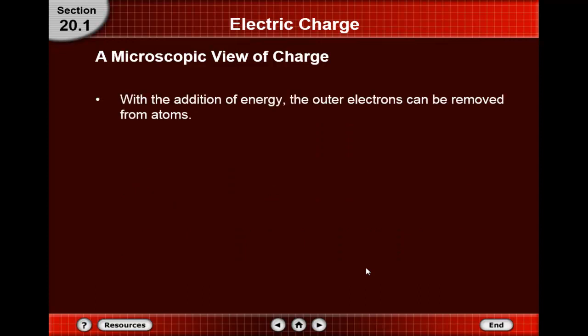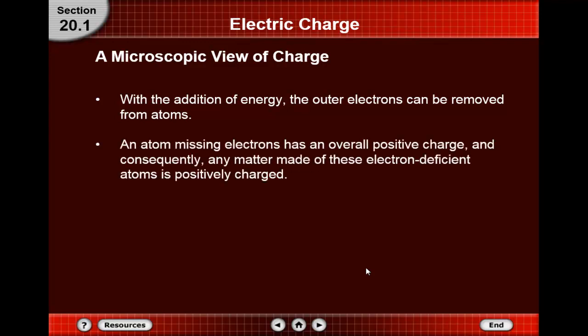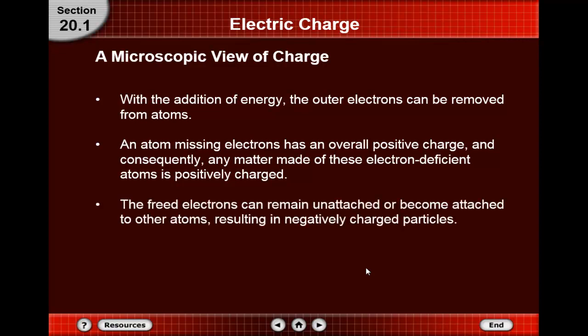With the addition of energy, the outer electron can be removed from an atom. An atom emitting electrons has an overall positive charge, and any matter made up of this atom is positively charged. So we know that the neutral atom contains positive protons and negative electrons. So when the atom loses electrons, the number of positive charges increases, so it will become positively charged. The freed electron can remain unattached or become attached to other atoms, resulting in negatively charged particles. Okay?